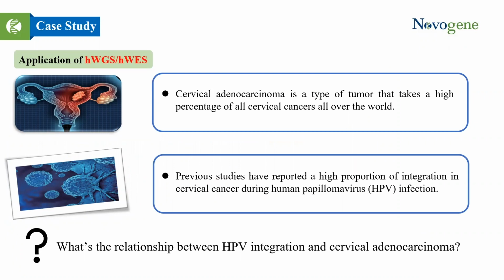Cervical cancer is becoming the biggest health hazard for women nowadays. Among all the cervical cancers, cervical adenocarcinoma is a type of tumor that accounts for a high percentage. Previous studies have reported a high proportion of integration in cervical cancer during human HPV infection. But that leads to a question. What is the relationship between HPV integration and cervical adenocarcinoma? This article creates this link.